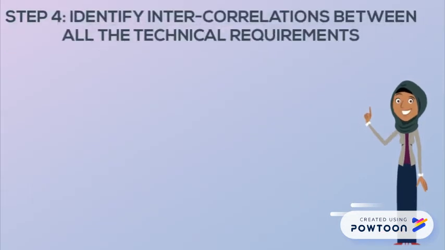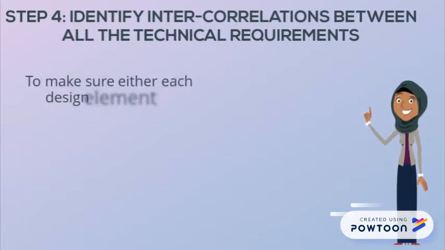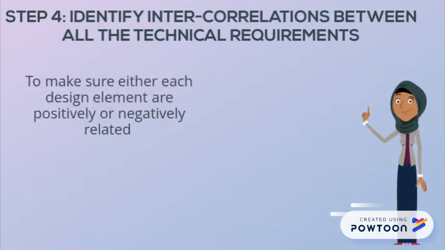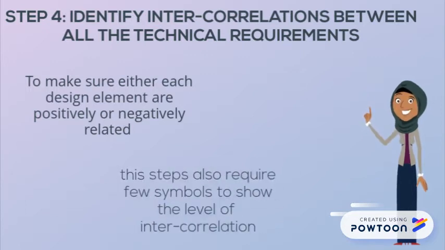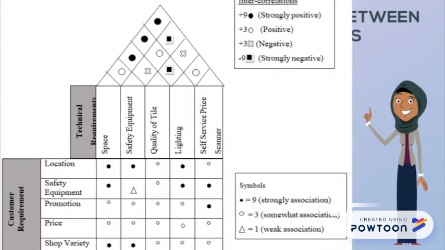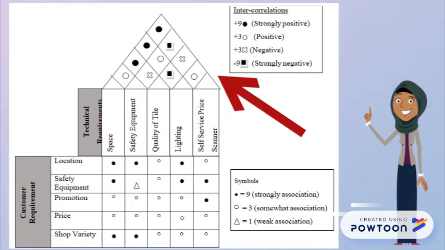Step 4. Identify intercorrelation between all the technical requirements, to make sure whether each design element is positively or negatively related. This step also requires a few symbols to show the level of intercorrelation as shown in the diagram given.